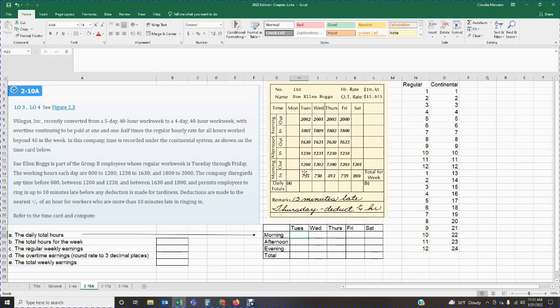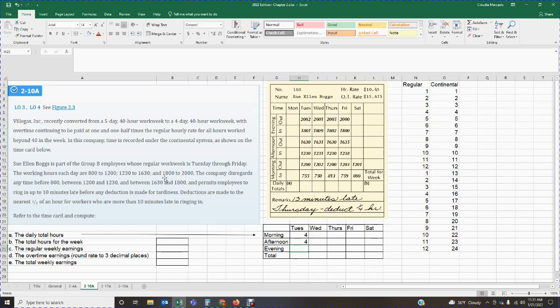So it's from 8 to 12. Okay, so on that day in the morning, that's 4 hours. Okay, in the afternoon, from 12:30 to 16:30, that's 12:30, 13:30, 14:30, 15:30, and 16:30. That's 4 hours. Okay, and in the evening, they clocked in at 18:01 and left at 20:02.